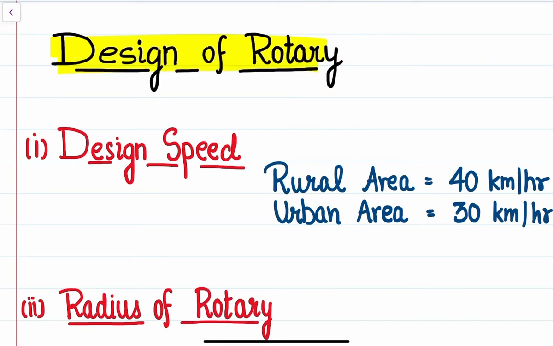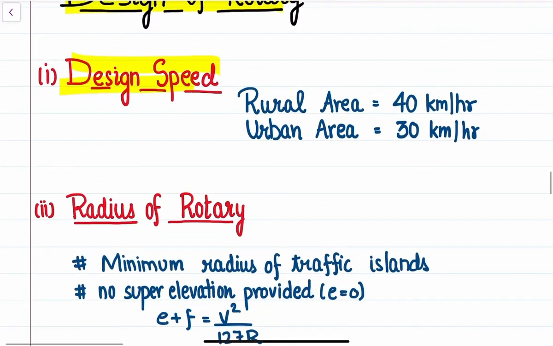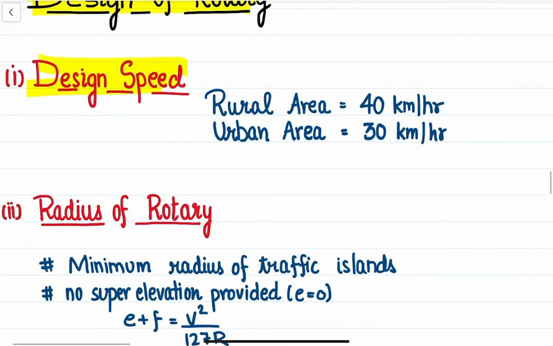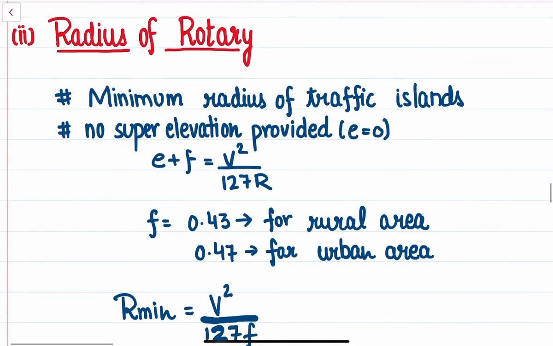After deciding the shape of rotary that we are going to use, there are certain design steps that we have to follow. The first is the design speed. If the rotary is to be constructed in a rural area, a speed of 40 km per hour is taken, while for an urban area, a speed of 30 km per hour is taken. Reason? Urban areas have higher traffic volume compared to rural areas, so a lower speed is taken there.